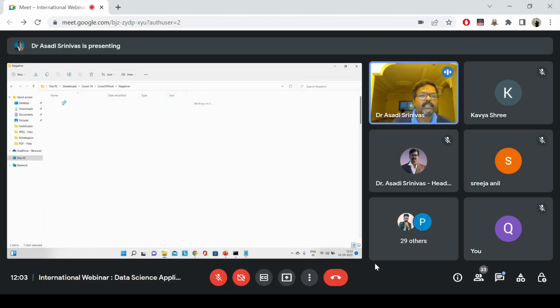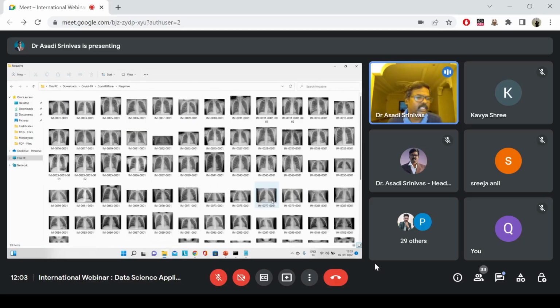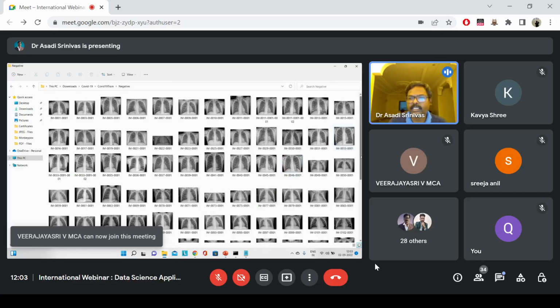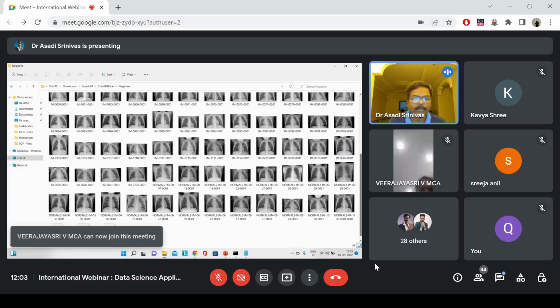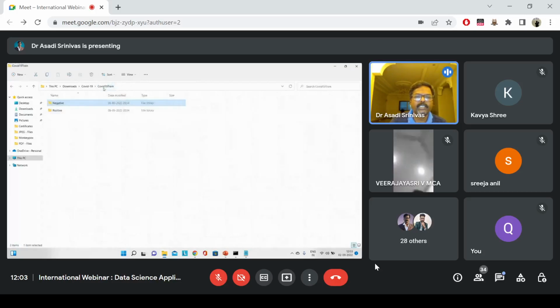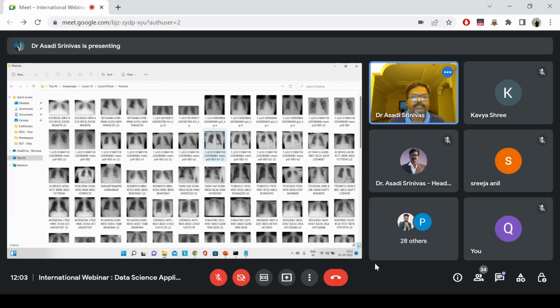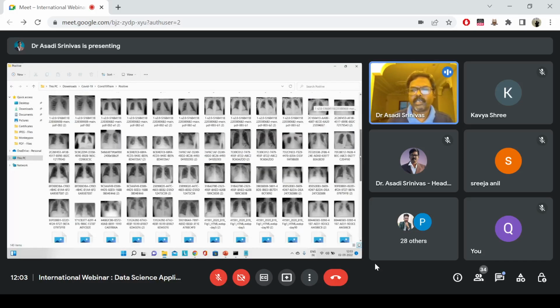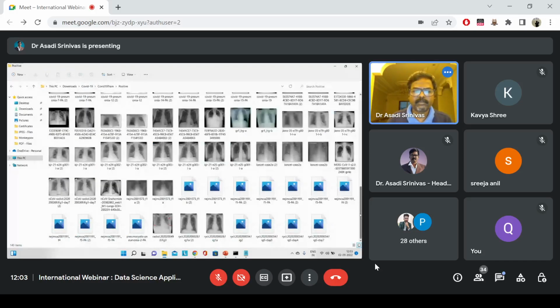So what are the images I have collected? Please check now here, all of you. This is the data set I have selected. After this monkeypox data set, I'm going to demonstrate the negative images, and the positive data sets. See here, these are the positive images, and I'm going to demonstrate this one.